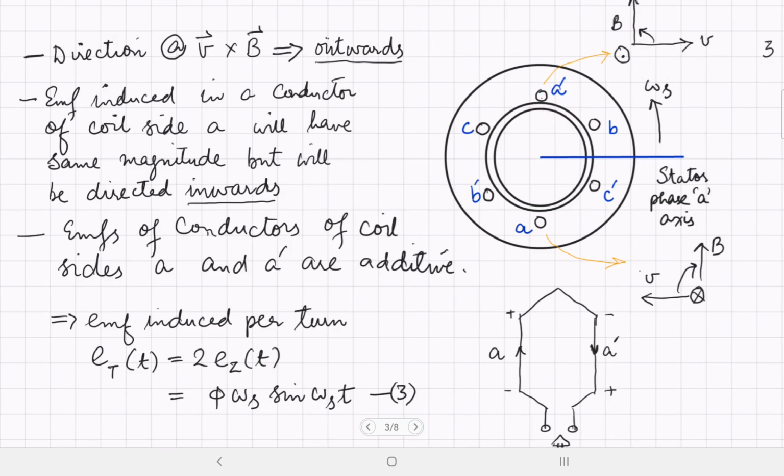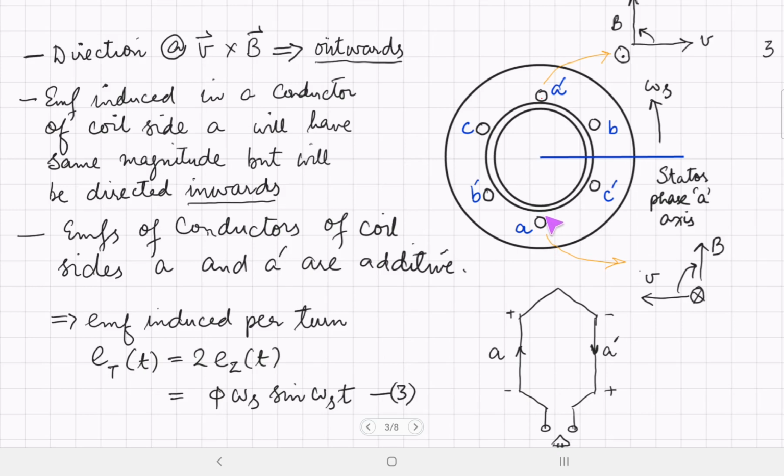The EMF induced in a conductor of coil side A prime will have the same magnitude, but will be directed inwards. Using V cross B rule again, the field is moving towards right. It means that the conductor relative to the field has a velocity towards left. B is again directed upwards, and using V cross B rule, the direction of the induced EMF will be inwards in a conductor of coil side A.